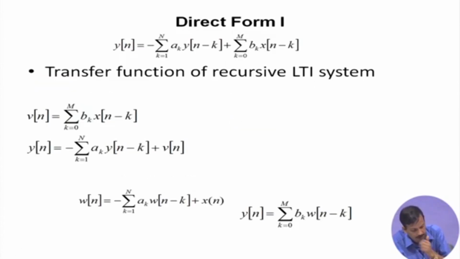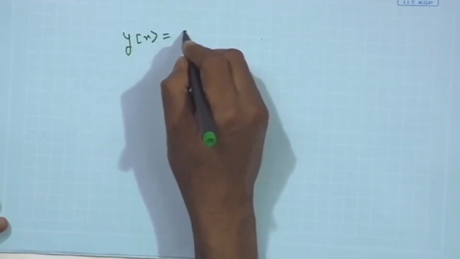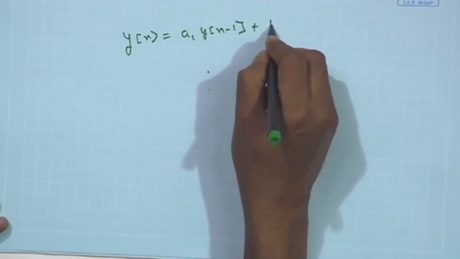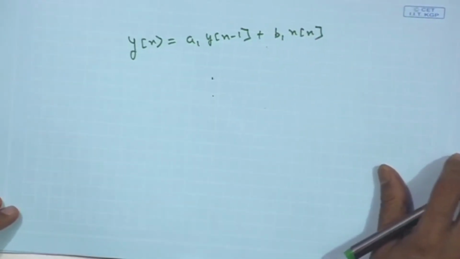Now, implementation is important. How do you implement a discrete system? There are two kinds of implementation, one called direct form 1 and one called direct form 2. So, one is structure 1 implementation, another is structure 2 implementation. Suppose y n is nothing but a 1 y n minus 1 plus b 1 x of n. This can be a system.